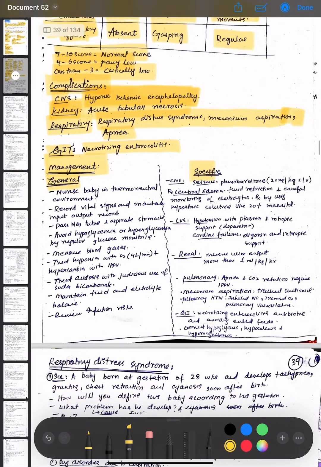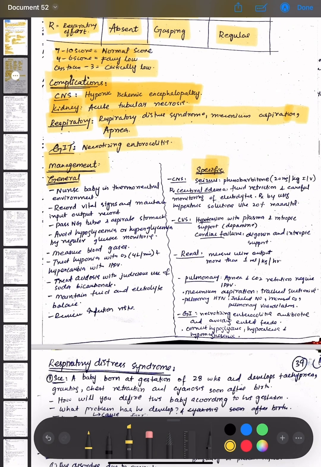The general managements are nurse baby in thermoneutral environment, then record vital signs and maintain input-output record, then pass NG tube and aspirate the stomach, avoid hypoglycemia or hyperglycemia by regular glucose monitoring, then measure blood gases, then treat the hypoxia with O2 4 liter per minute and treat acidosis with judicious use of sodium bicarbonate, maintain fluid and electrolyte balance, and review the infection risks.